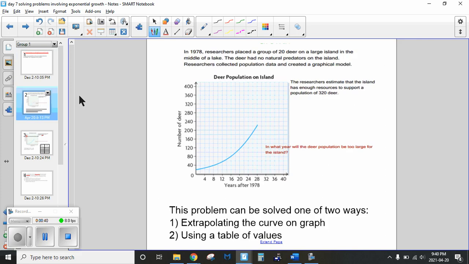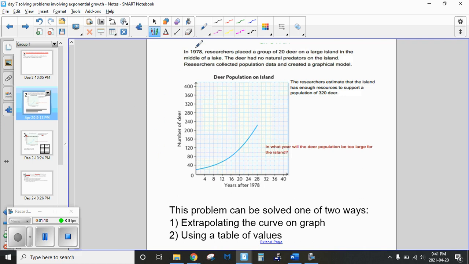Okay, so here, this corresponds with your handout, which you may have printed or you might just want to look at on your screen. But it says in 1978, researchers placed a group of 20 deer on a large island in the middle of a lake. The deer had no natural predators on the island. Researchers collected population data and created a graphical model. So that's what we're looking at in this graph here, the deer population on an island.